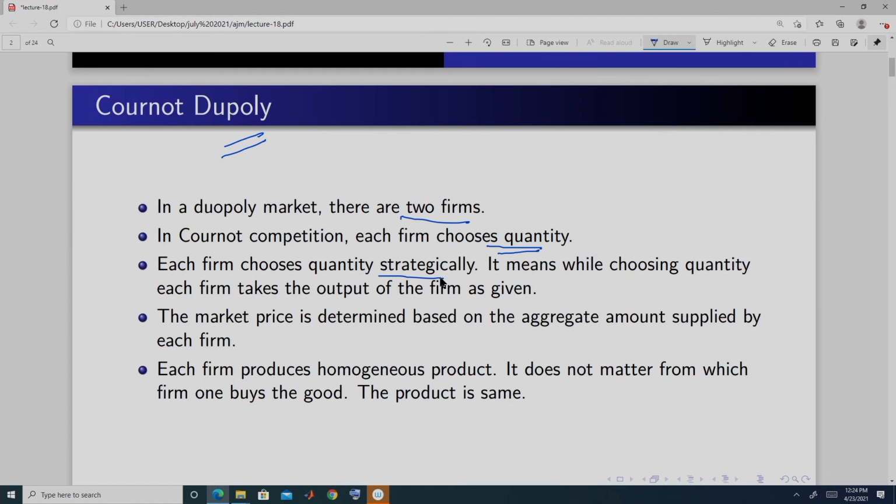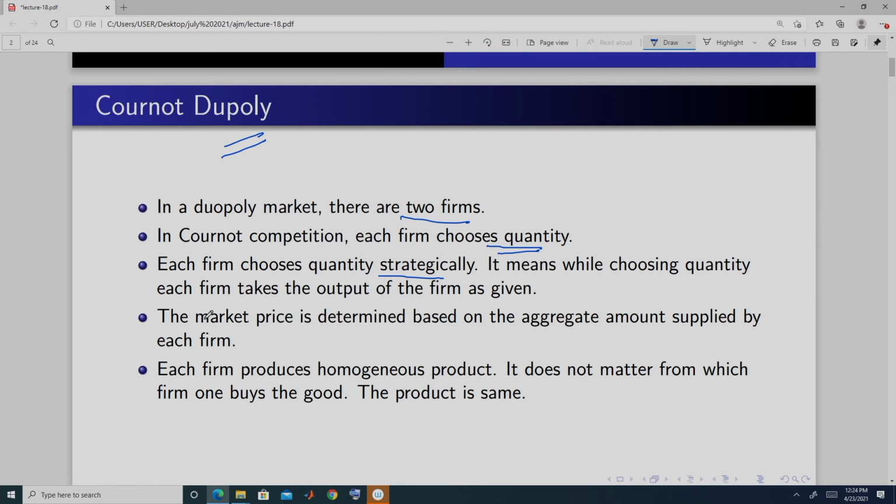But in the previous models of markets that we have done, in a competitive market, they take the market price as given. How other firms are behaving does not matter in that model, or in monopoly there is only one firm, so it does not matter how other firms behave, because there does not exist any other firm. But here there are two firms, and so while deciding output they will take the output of the other firm as given. So, this information is known.